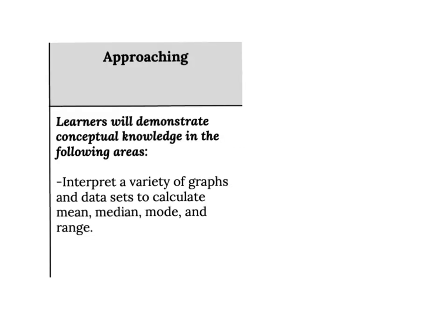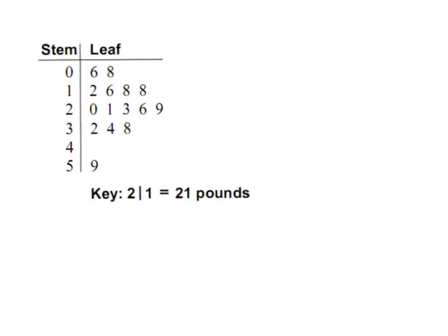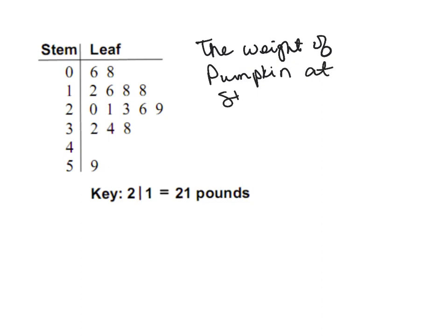So leaf plots, here's what I want you to do. Here is our competency. We're going to interpret a set of data from a graph. So we have this. There is no title on it, but I'm going to tell you right now that this is the weight of pumpkins. And it's at a state fair, they're at a competition at a state fair. So there's our title. The weight of pumpkins at the state fair.